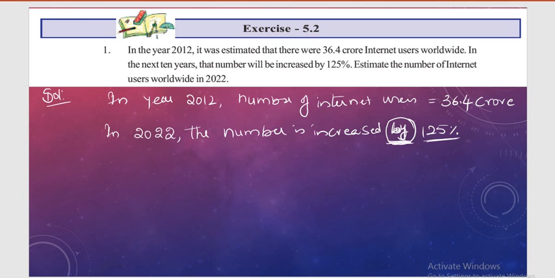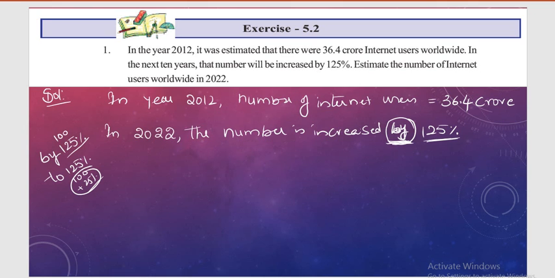So here you need to remember two things. There is a word "by" and there is a word "to". If he says it is increased by 125%, that means to 100% it will be added and we will get 225%. For suppose he says increase it to 125%, that means already 100 is there, so for this 25% will be added, right? So "increased to" is different from "increased by".